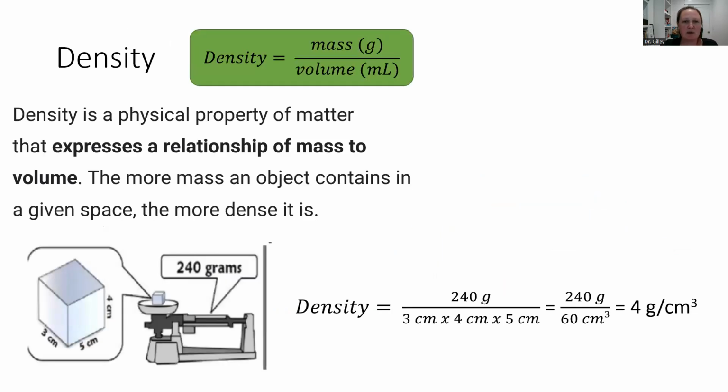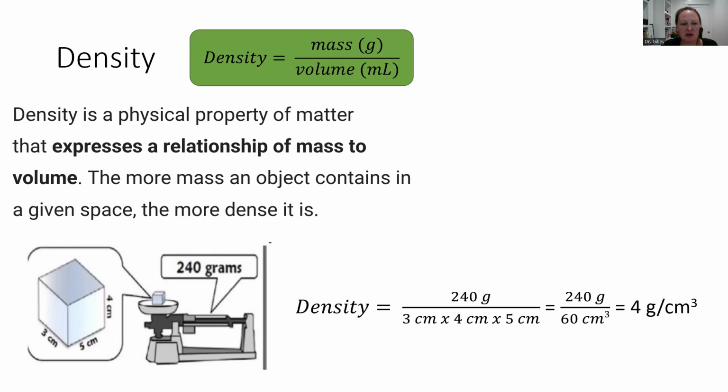All right, let's talk a little bit more about density. Density is defined as the mass of a given amount of something divided by the volume that substance takes up. So it's a physical property of matter, and it's an intensive one, right? And it expresses the relationship of mass to volume. So the more mass an object contains in the same given space or volume, the more dense it is.